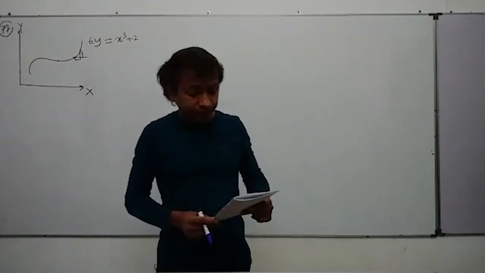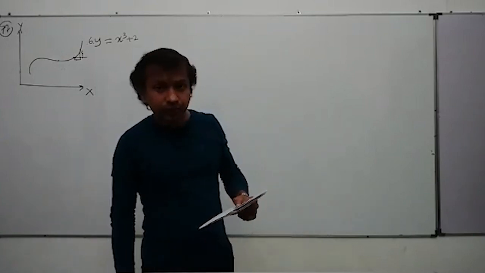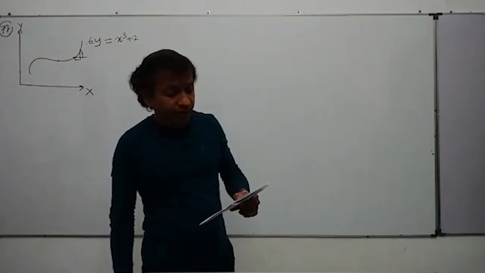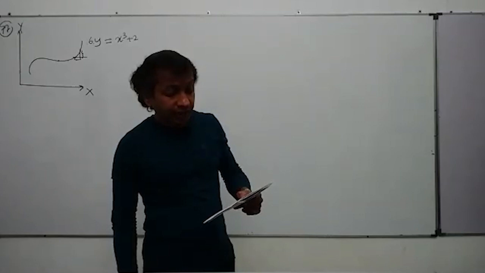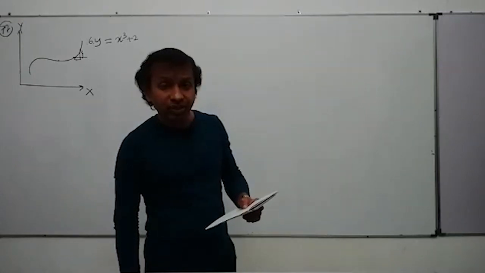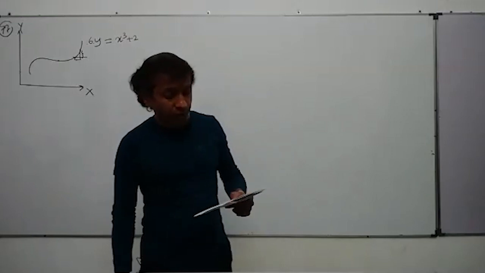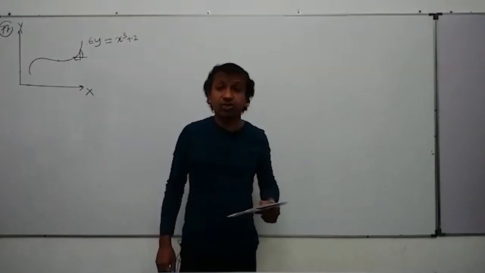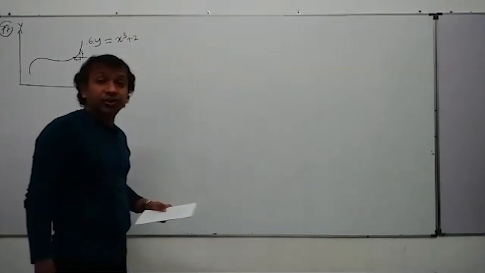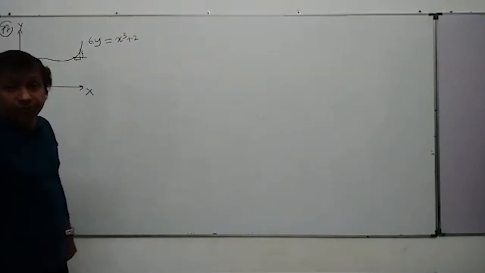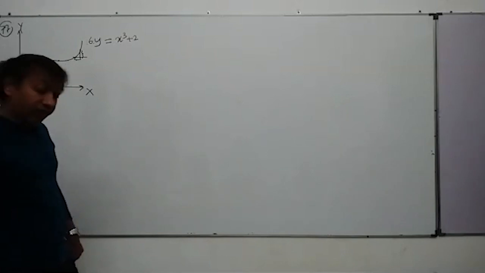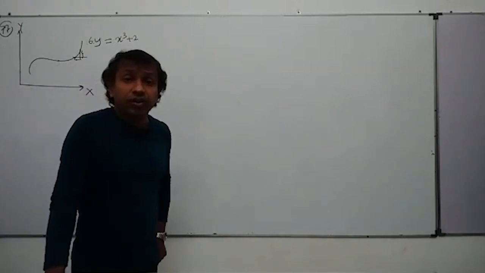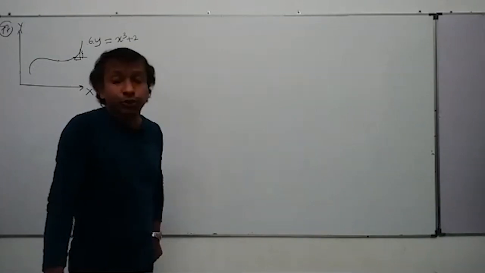Now, what is it asking, people? Find the points on the curve at which the y coordinate is changing 8 times as fast as the x coordinate. What do you mean by that, people? The y coordinate is changing 8 times as fast as the x coordinate. That is, the rate of change of y with respect to x should be 8. That means as x changes by 1 unit, y should change by 8 units.